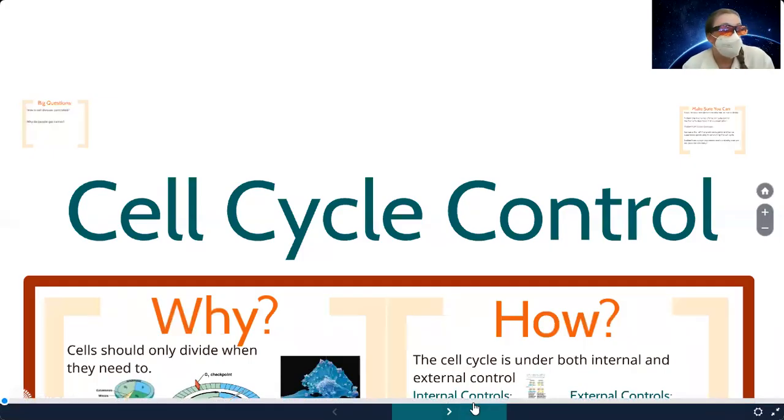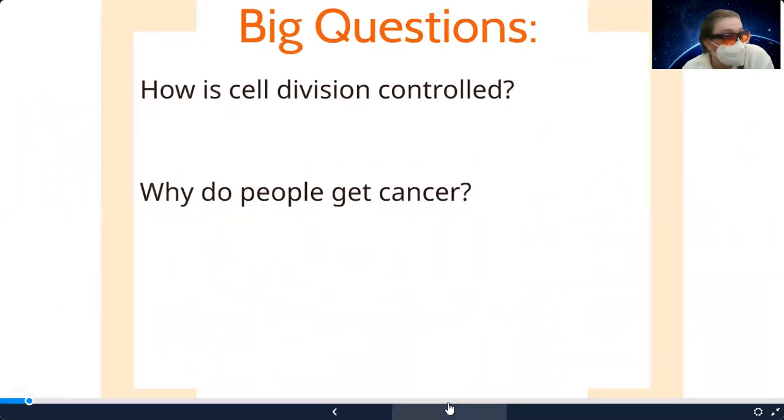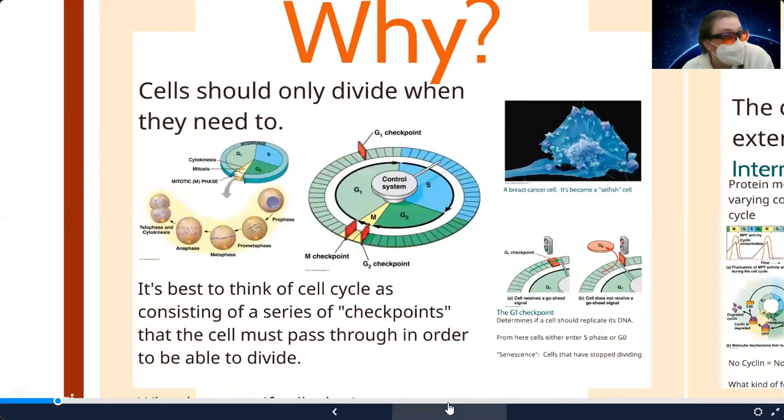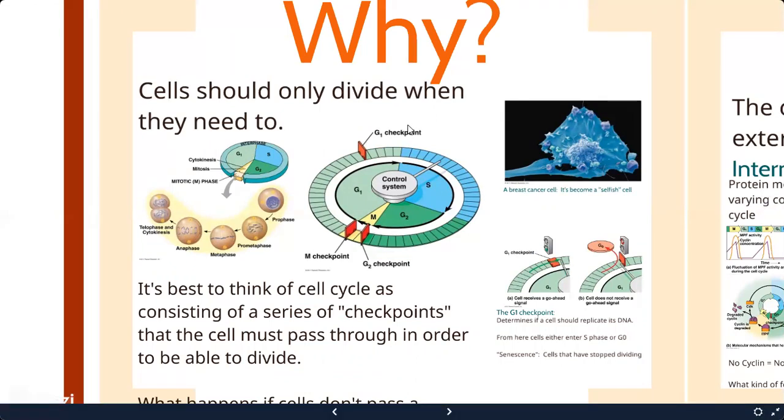Okay, so these notes are on cell cycle control for the IB exam and the AP exam. So first off, why do cells even need to bother going through cell division? Why make a copy of themselves? And it's true, many times they don't need to do it, but they should be able to when they do need to.